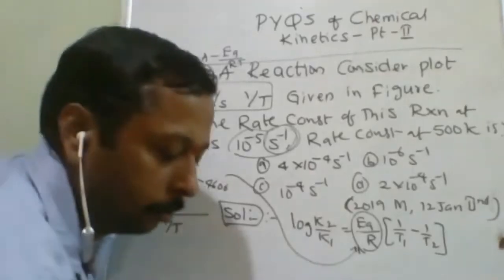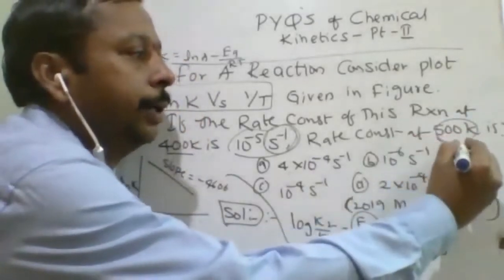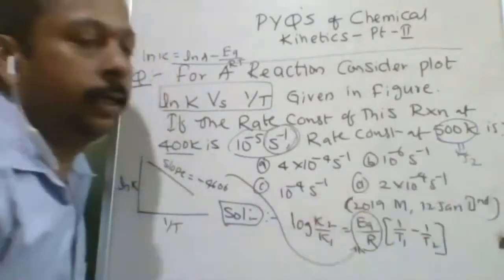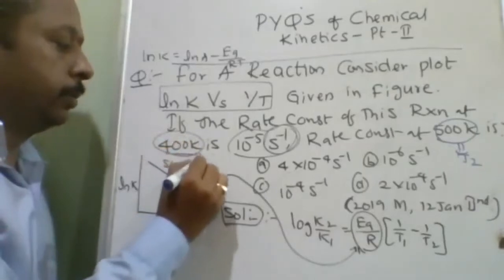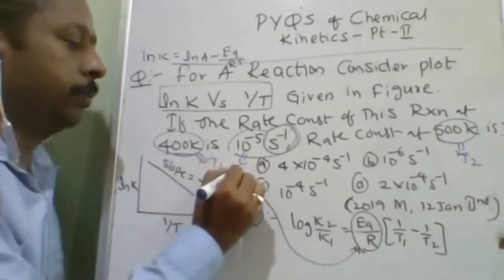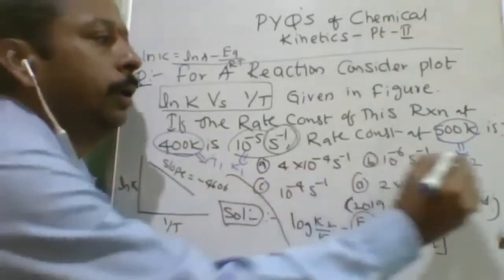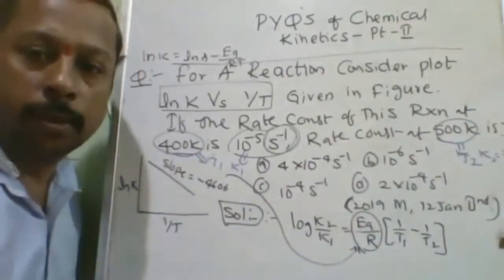Okay. Important things I am marking with blue color. Higher temperature you should always take as T2. Lower temperature you should always take as T1. And at low temperature, therefore, K1. And what is the question? K2. Is it understood?